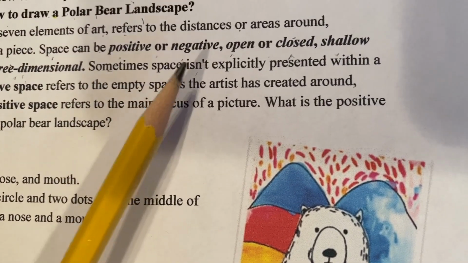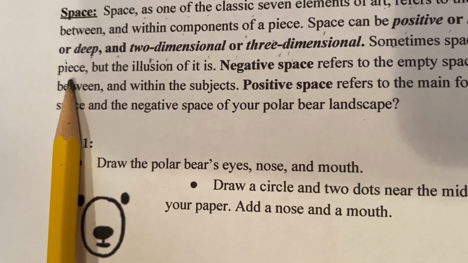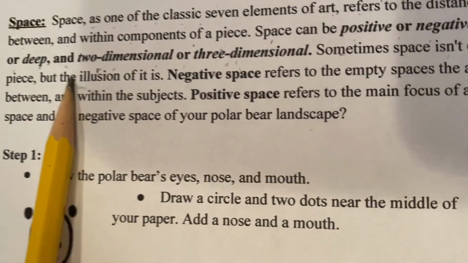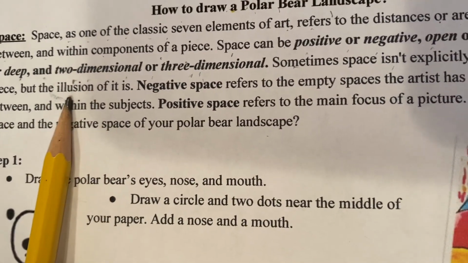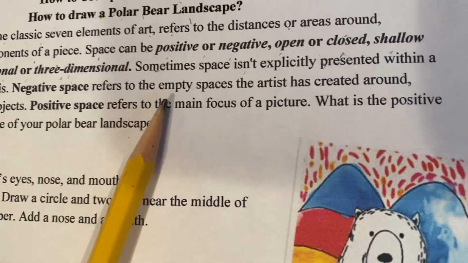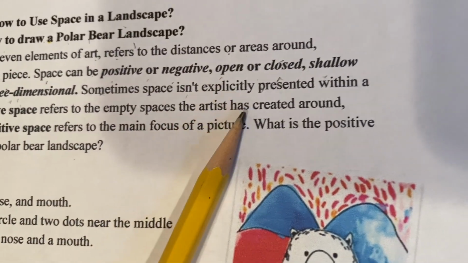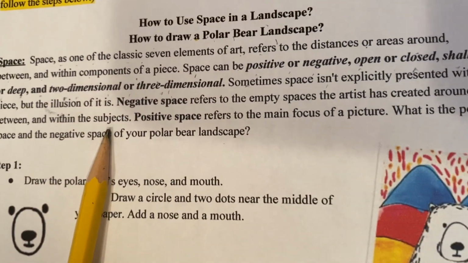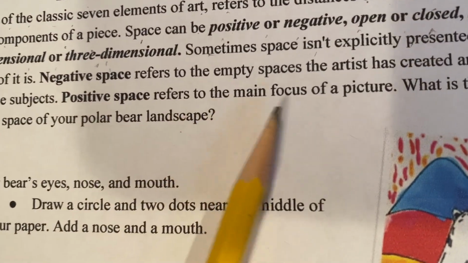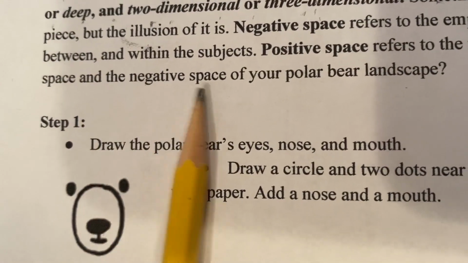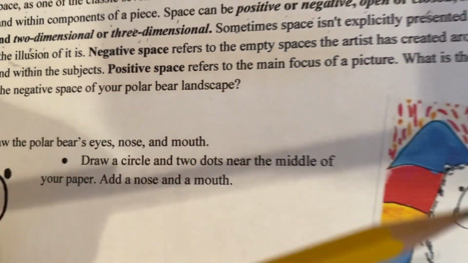Sometimes space isn't present within a piece, but an illusion of it is. So the illusion, that means 3-dimensional, the illusion of the work popping out at you. Negative space refers to the empty spaces the artists have created around, between, and within the subjects. Positive space refers to the main focus of the picture. What is the positive space and negative space of your polar bear landscape?